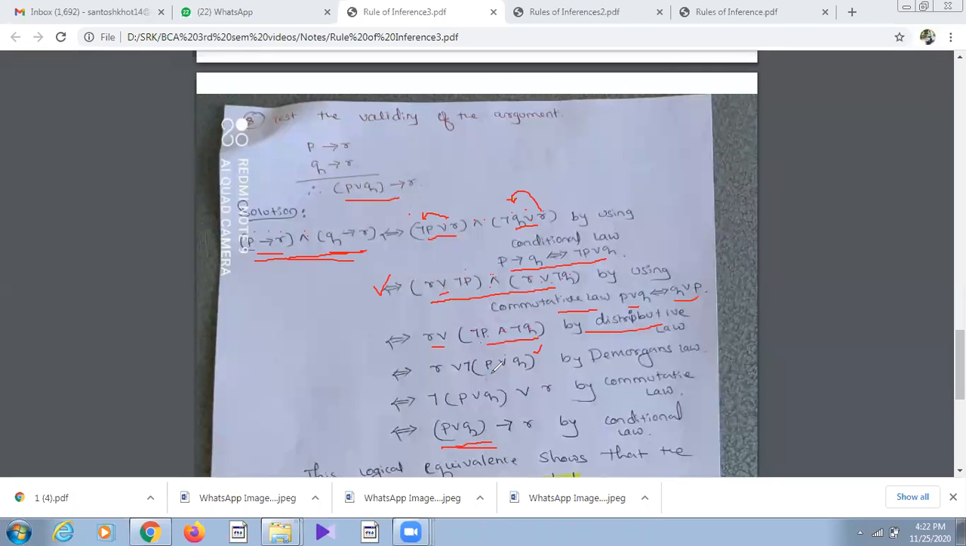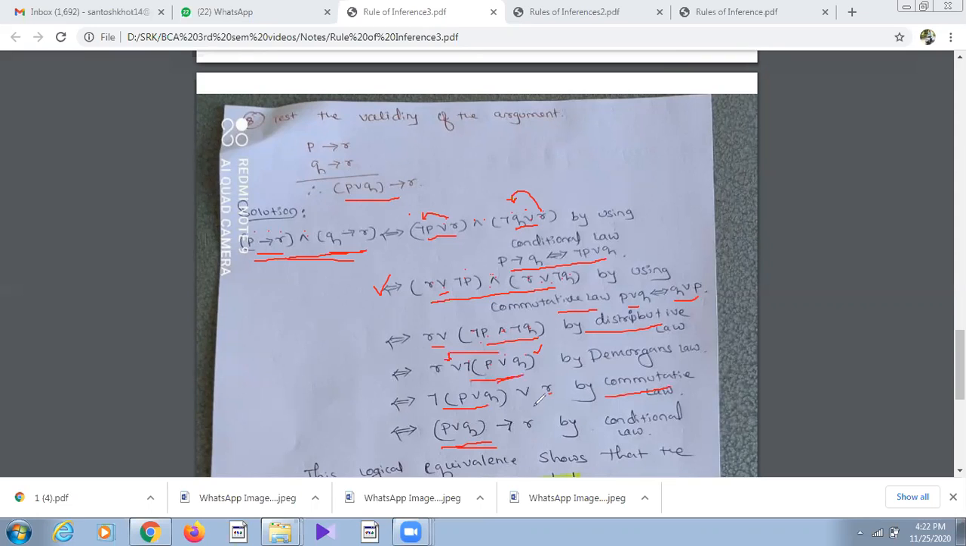Next, here the P or Q is there. So that's why you take this whole term to this side, by using the commutative law. Okay. So this whole term we got to this side, this disjunction as it is, R will be on this side. Okay. So by using the commutative law.